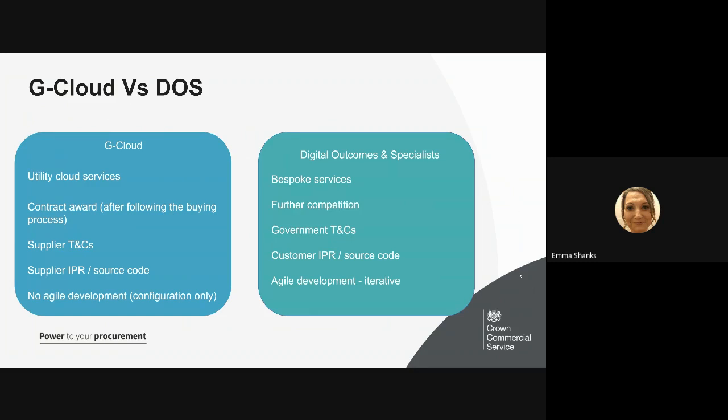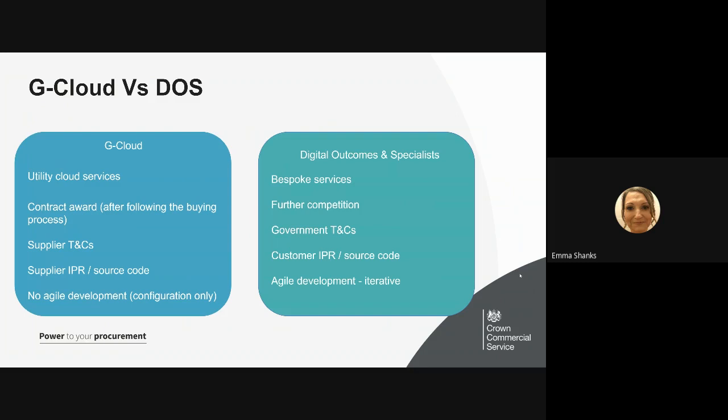So just a quick slide on the differences between DOS and G-Cloud. G-Cloud, as I said before, is for your off-the-shelf or utility cloud services. As I said, a lot of pay-as-you-go, whereas Digital Outcomes and Specialists is used for bespoke services, i.e. if you want something designed specifically for you, you can't buy off the shelf, then you would go to DOS.